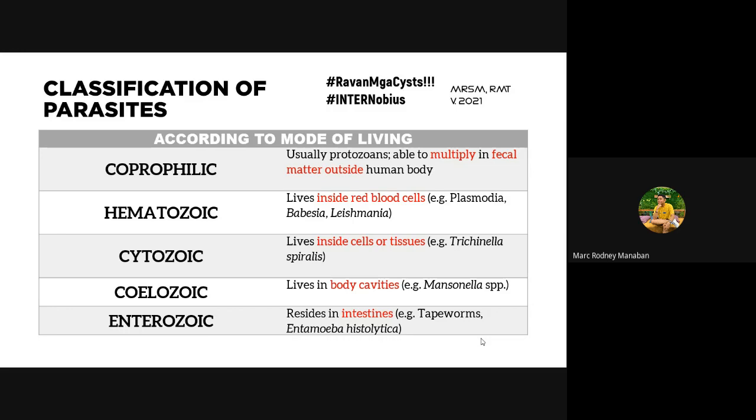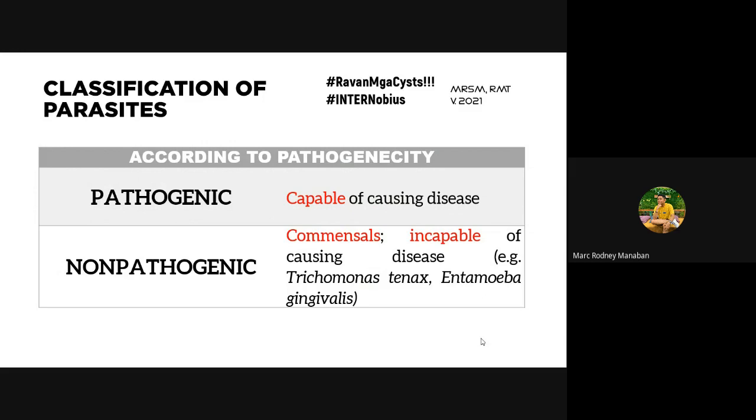Next, we classify our parasites according to pathogenicity. Of course, very self-explanatory. When the parasite is pathogenic, of course, that means it's able or capable of causing disease. All right. And if it's non-pathogenic, they are considered as commensals. Okay. So, commensal organisms, no, they live within the host without causing any infection. So incapable of causing disease. So example, your Trichomonas tenax and Entamoeba gingivalis, these are commensals, no, mga commensals na protozoa. All right. Okay. So pathogenic, non-pathogenic, very self-explanatory.